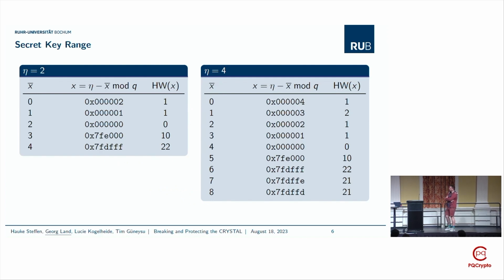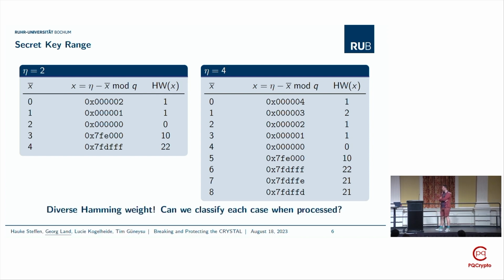Yeah, if you have a look at this, it's encoded such that each coefficient is positive. And if you then have a look at the Hamming weight of the decoded coefficients in the secret key, you can see that the Hamming weight is highly diverse.